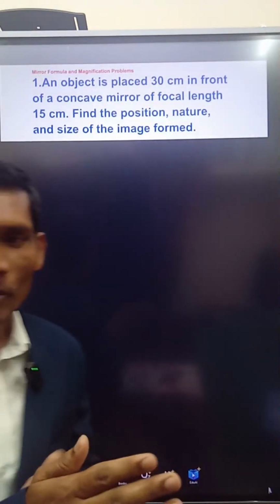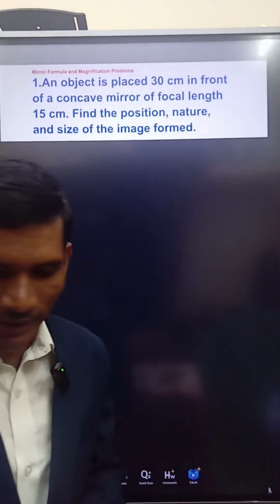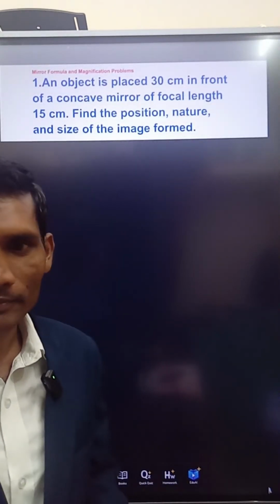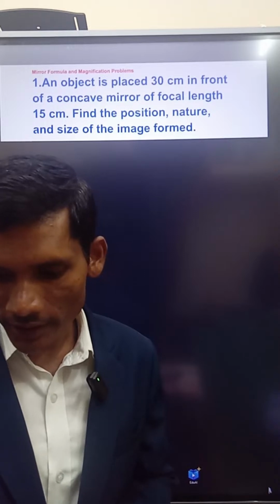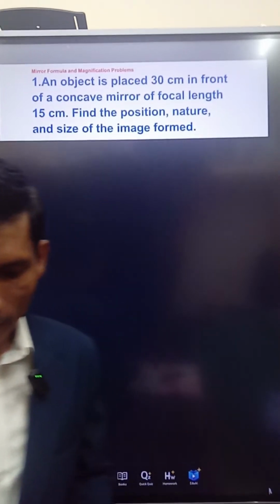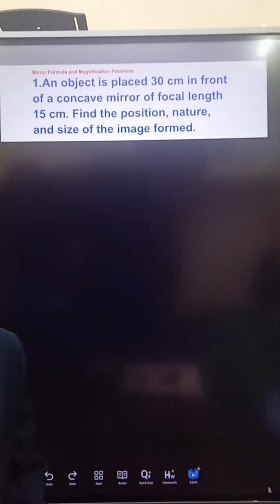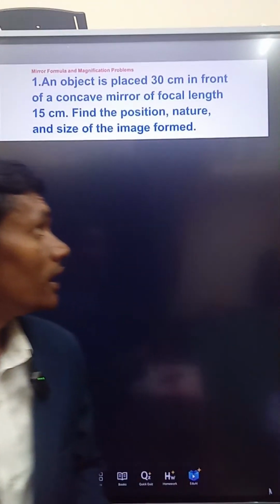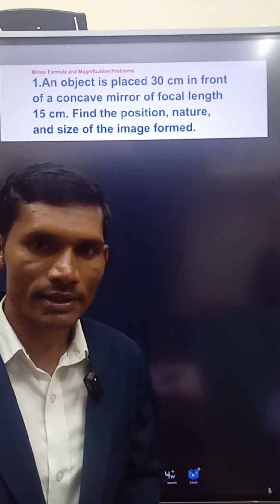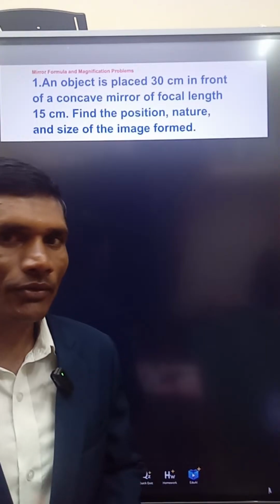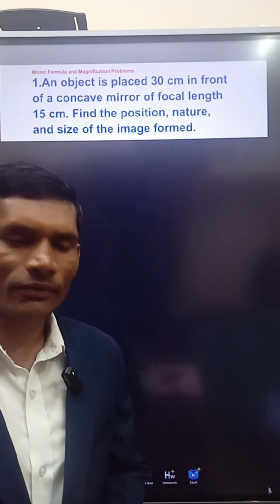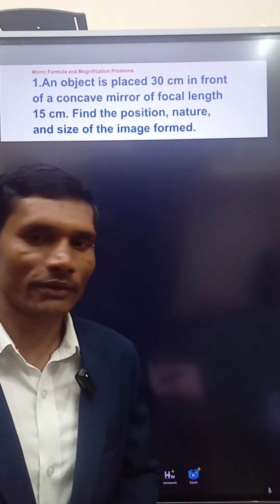Hello, dear students. How are you all? I hope you all are fine and studying well and preparing well for your next exam. That is FA3. In FA3, most of the students are facing difficulty. They were asking me doubts regarding how to solve the problems given on mirrors and lenses. In today's class we are going to solve problems based on the mirror formula and magnification.